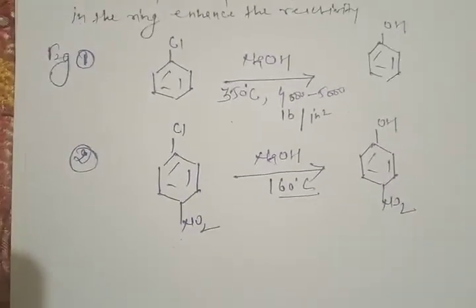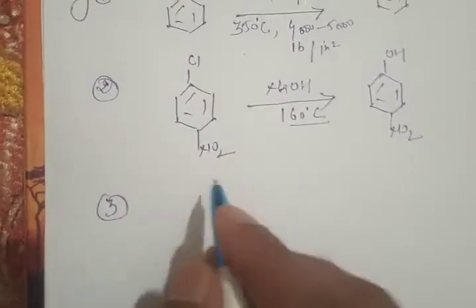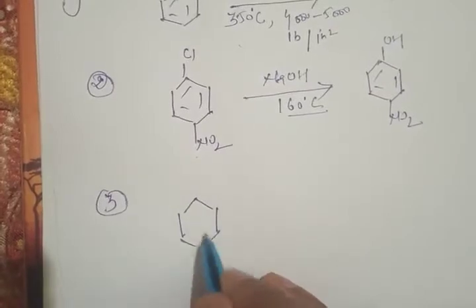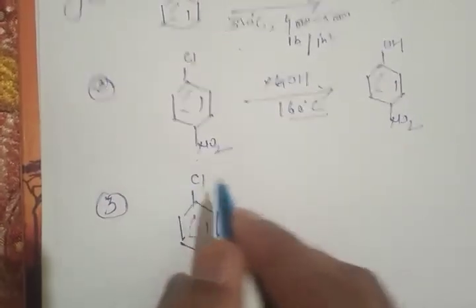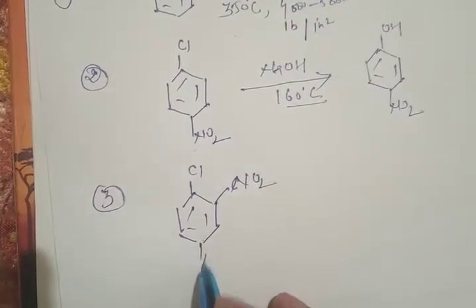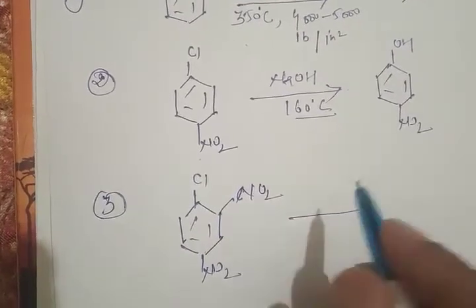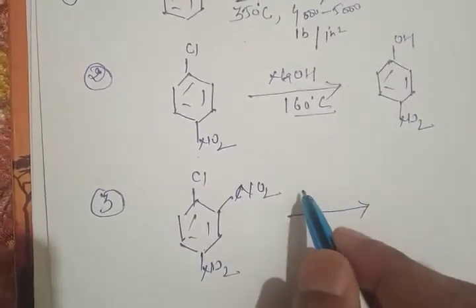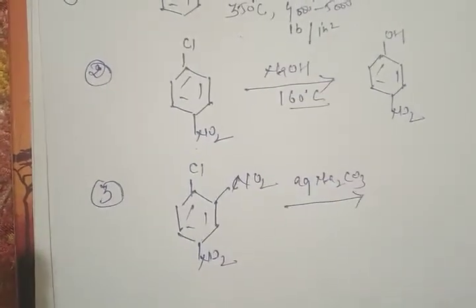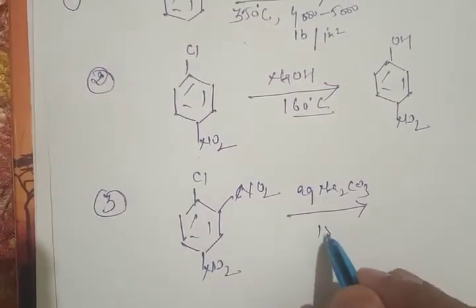Now let's go to another example, the third. If we have chlorobenzene, and in this case we have two NO2 groups, one at ortho and the other at para. Now what will happen to the conditions? Again, you can take aqueous Na2CO3 only. This will also help you to displace this Cl, and the temperature is 150 degrees.